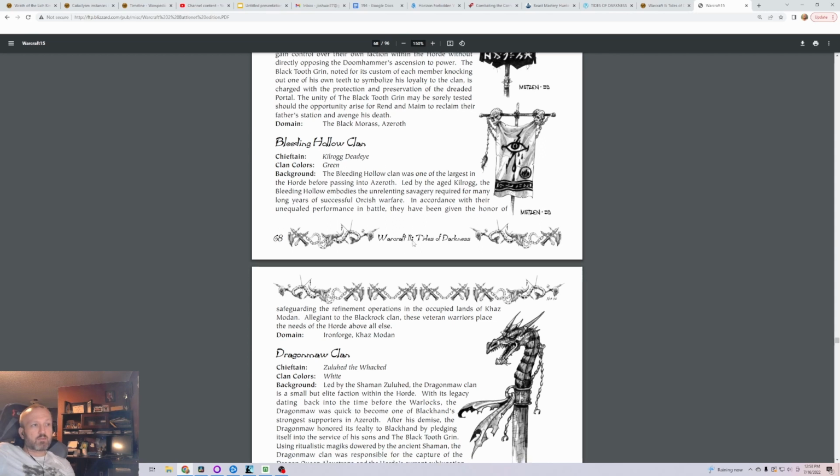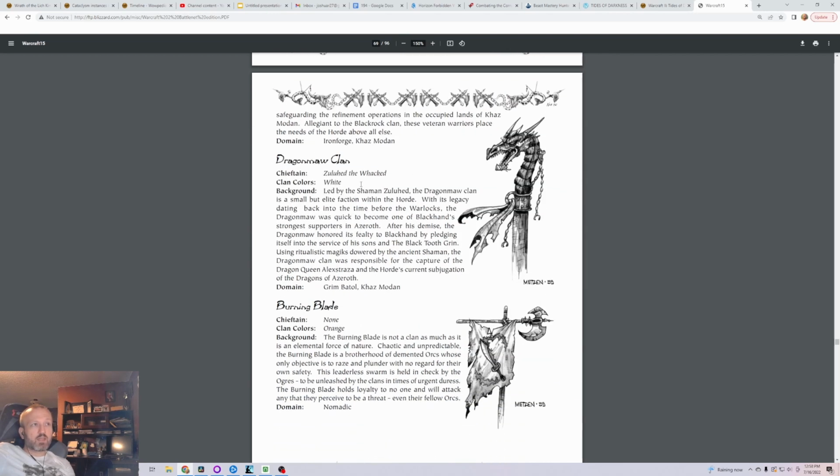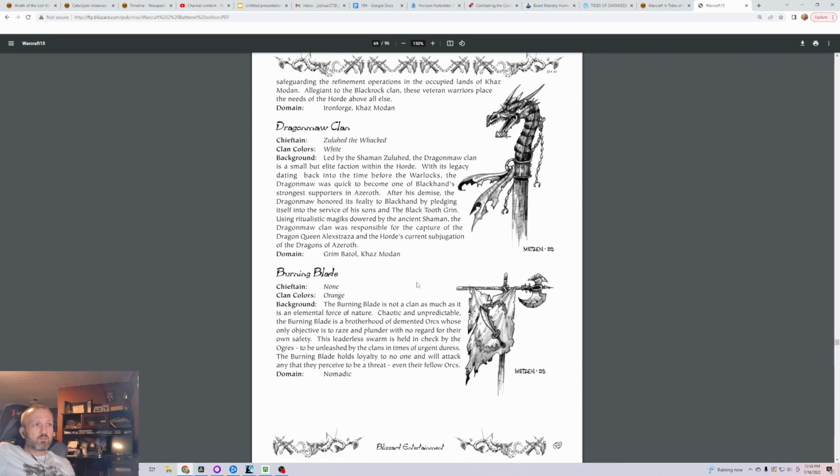led by Kilrog Deadeye. There's the Dragon Maw clan. They are white, led by Zulahed the Whacked. That's a funny name. And Zulahed is the one that helps them. They stay in Grimbatol and Cosmodan. They're definitely all about the dragons.